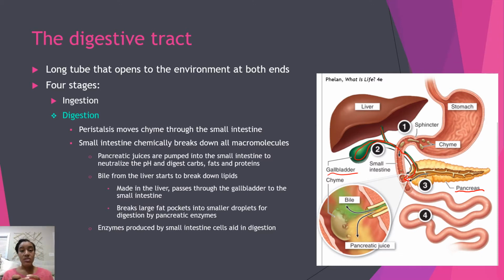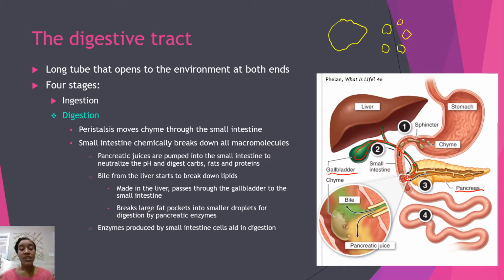So the lipids, they want to stick together because they're hydrophobic. So when the lipids first get into the small intestine, they might be these large rafts, which is very hard to break down, but the bile helps to break those large rafts into smaller, more manageable droplets so that the pancreatic juices can break them down even further into their actual molecular parts.